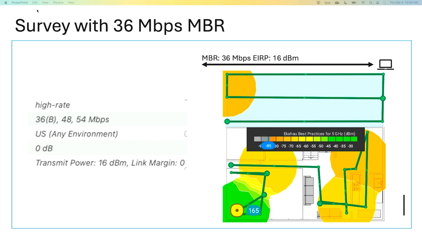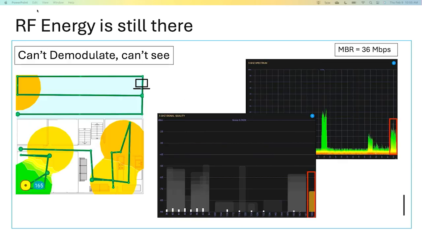So when you look at it right away, it tells you that cutting down data rates did cut down my cell size. Well, did it? Actually, no, it didn't. Because if I take my client and stand right there where there is no signal, and I try to look at a high-rate SSID, obviously I'm not going to see it because it cannot demodulate those beacon frames that far away from the access point. So it's not going to see the high-rate SSID. But the RF energy is still there.